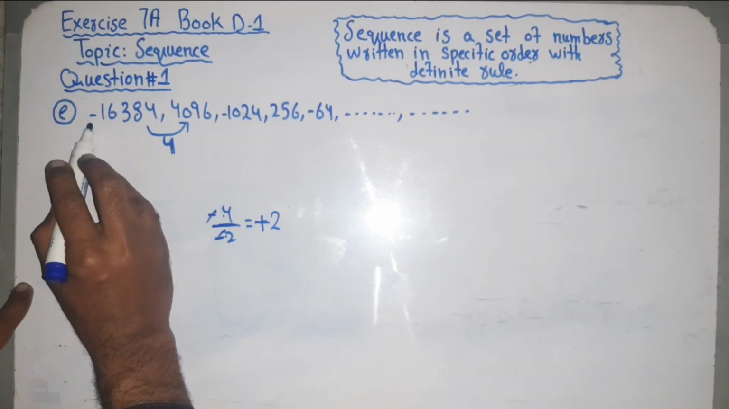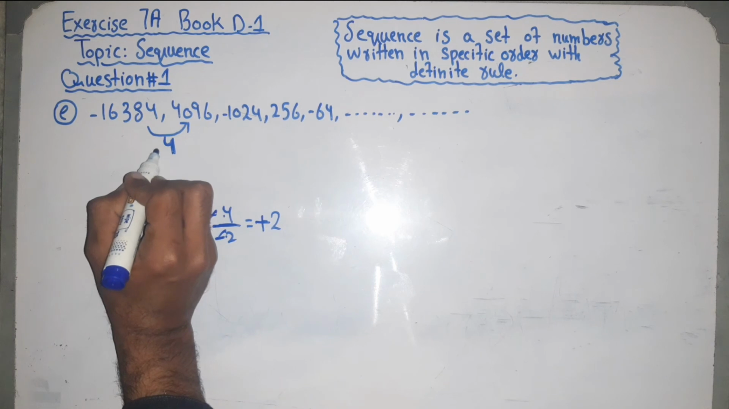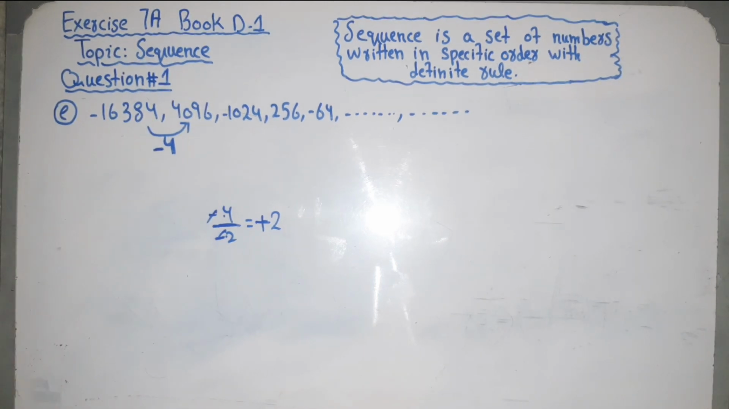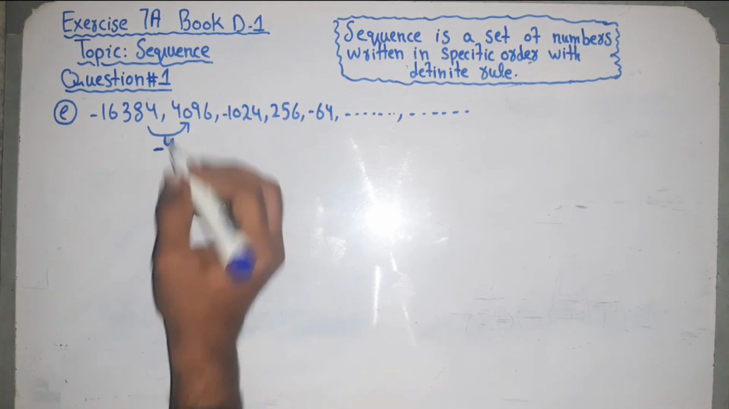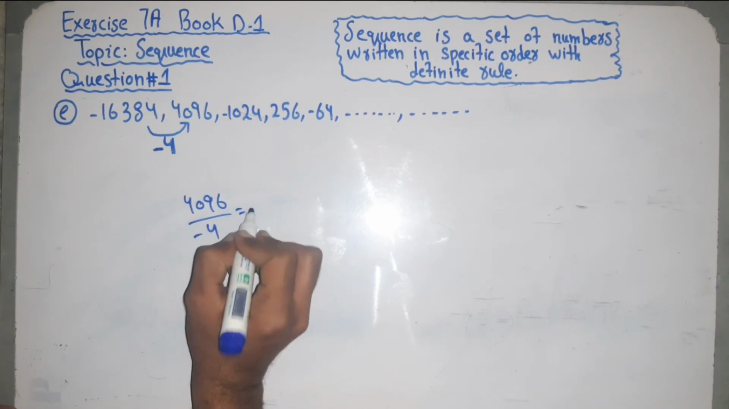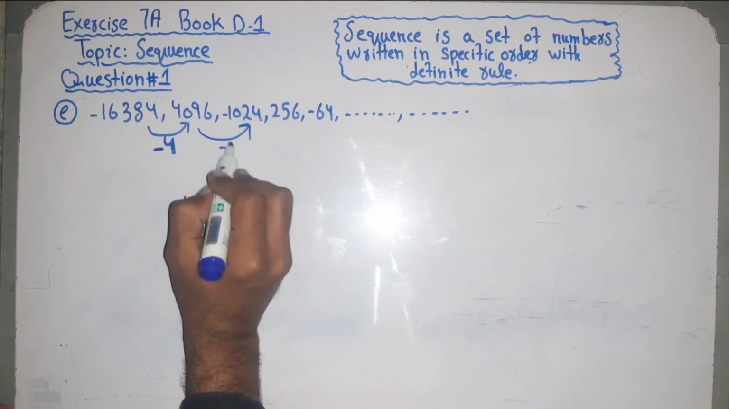Remember that this is a negative number. If we divide a negative number by a negative number, we will get a positive number. So we have to divide this number by -4. Is it clear? Okay. So similarly, this is a positive number, 4096, and if a positive number is divided by a negative number, we will get a negative answer. Okay, so here there is a minus, so we have to divide it by -4.